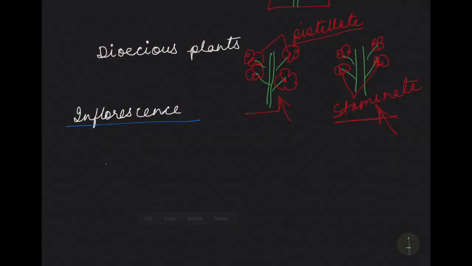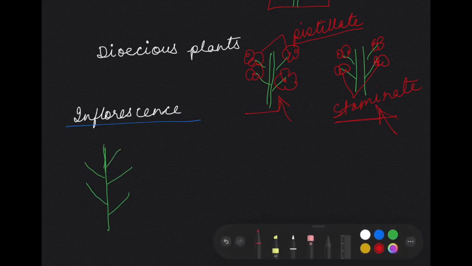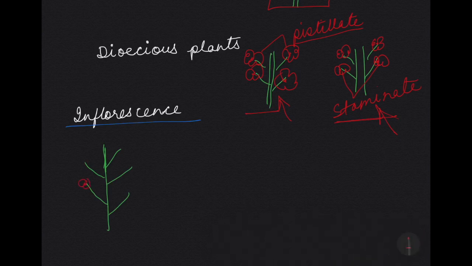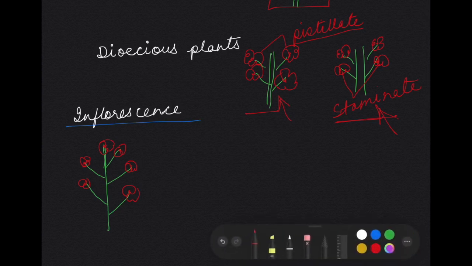The first type you will see is that these are the lateral branches and this is the terminal branch. You will see flowers on the lateral branches as well as on the terminal branch. So it is at the apex of the main stem and at the terminal. And sometimes the next way you will see the arrangement is in the axils of the leaf.